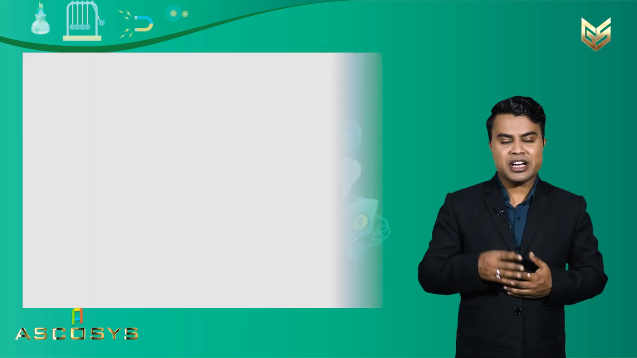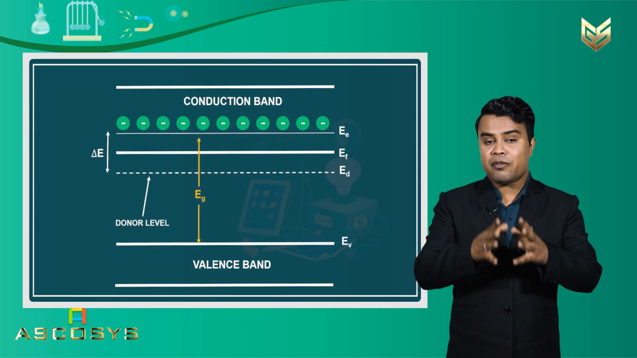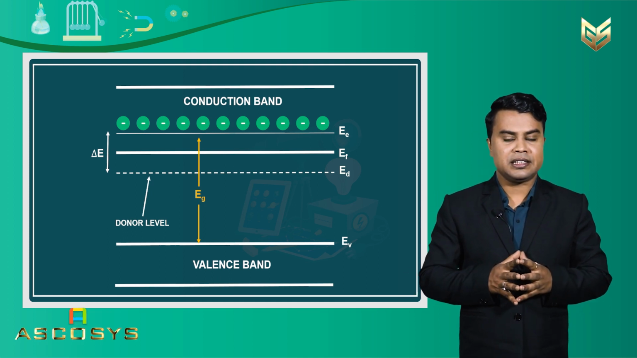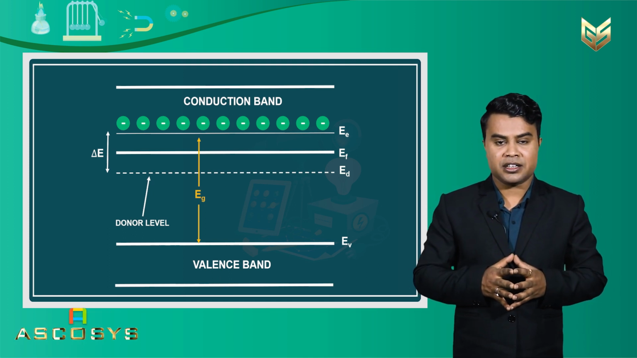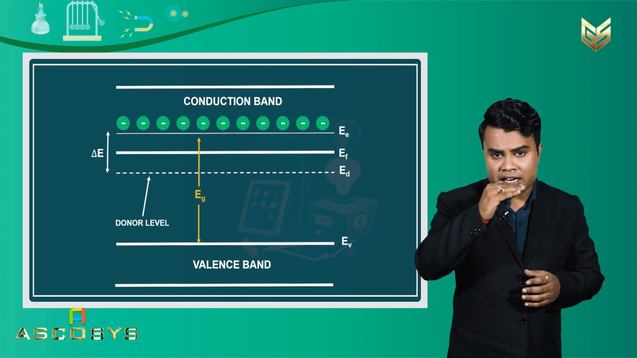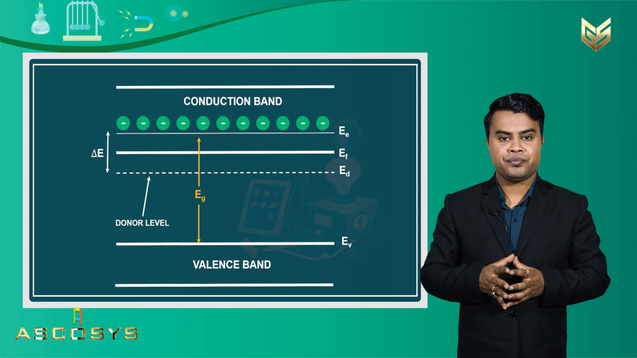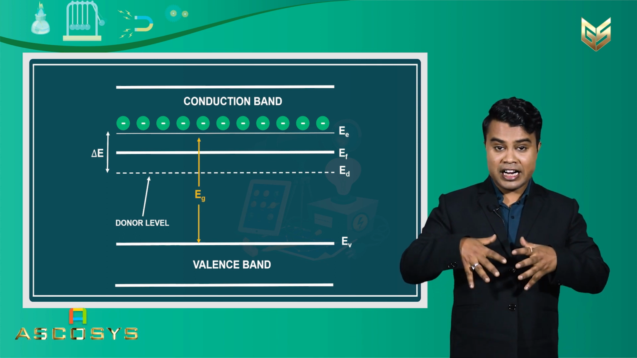Now my dear, as we know n-type semiconductor and p-type semiconductor, we also need to make their band diagrams. So let me start with the band diagram of n-type semiconductor. Now if you look at the screen, in n-type semiconductor, just below the conduction band there is a level known as the donor level, where electrons can be donated.